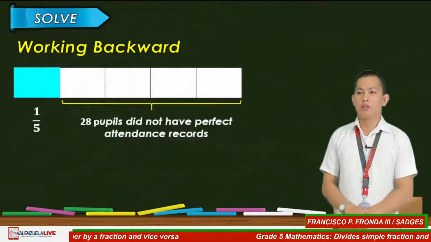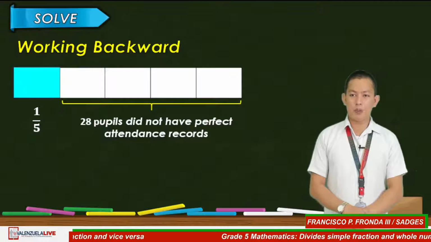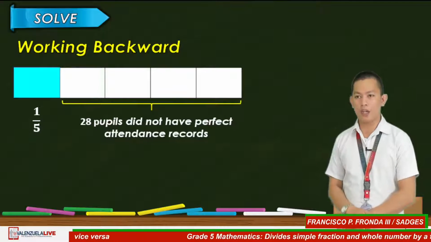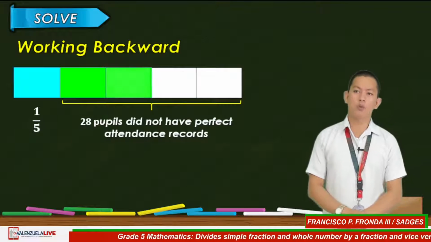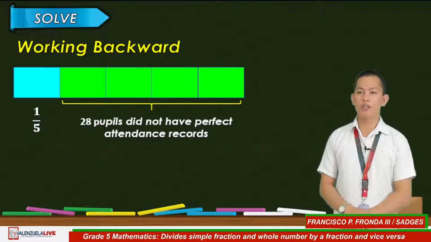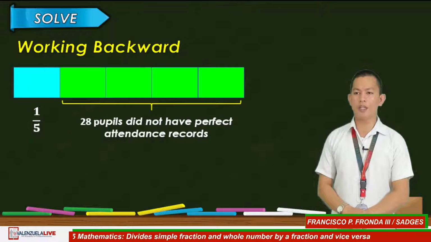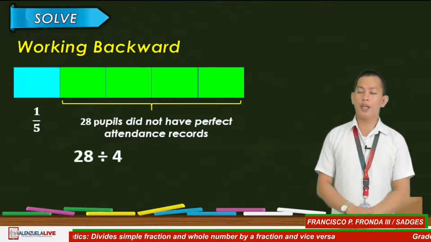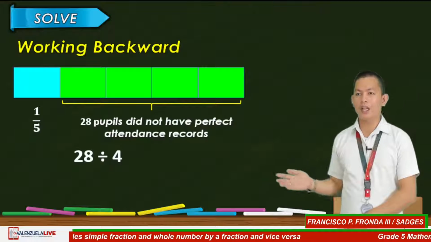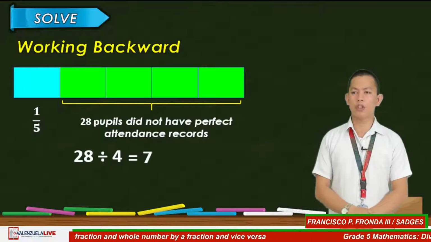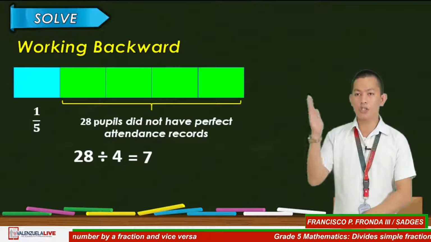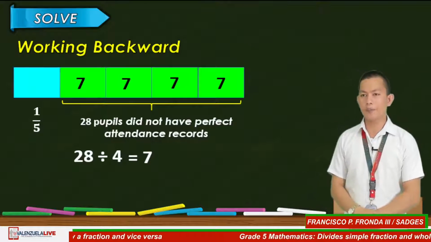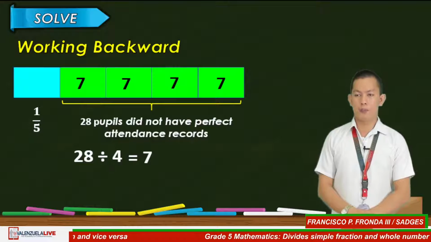So, this would be 28 pupils did not have a perfect attendance record. So, we can count this one. 1, 2, 3, 4. This would be 4 rectangles. So, we can say that we can divide 28 by 4. So, the answer will be 7. So, we can say each of the green rectangles represents 7 pupils.